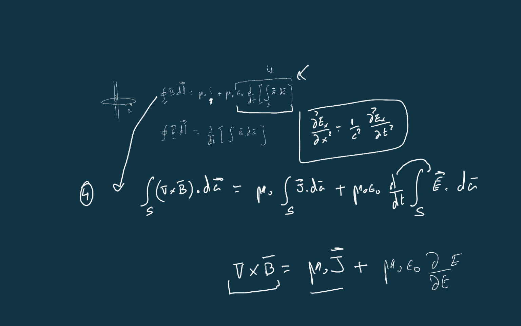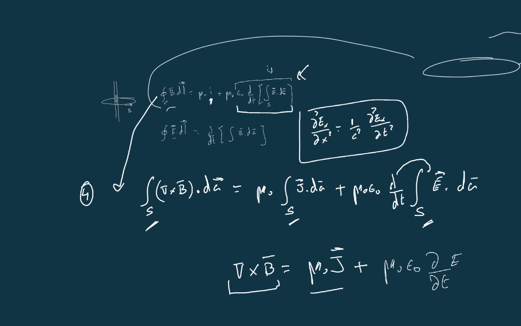But why can I do this? Because S could be any surface, any surface that sustains the curve C, this curve C. Any one that you can imagine. Okay, so this is the fourth law of Maxwell equations.